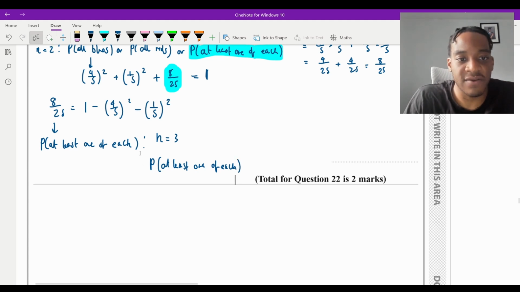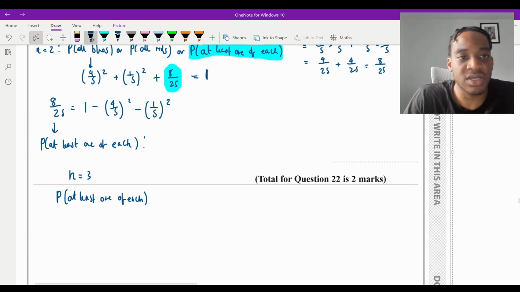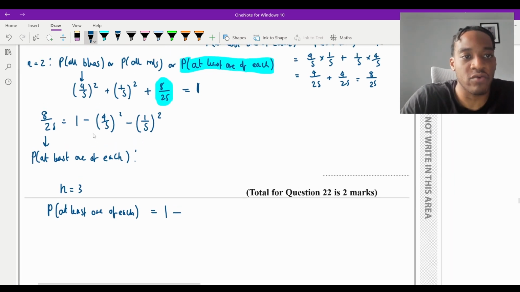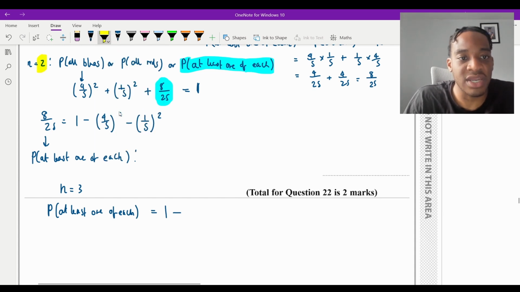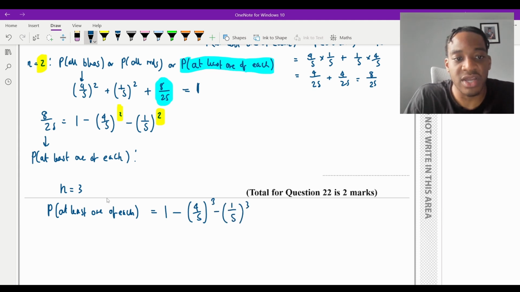Let me just put this here, actually. This is for n is equal to 3, right? Now, based on this, it's just going to be equal to 1 take away. Now, remember, this is for n is equal to 2. Let me highlight this so it's clear to see. This is for n is equal to 2, and this is a square here. This is a 2, and this is a 2. So in this one, it's going to be 4 over 5 to the power of 3 minus 1 over 5 to the power of 3. This is for n is equal to 3.